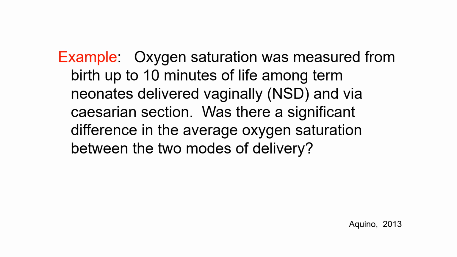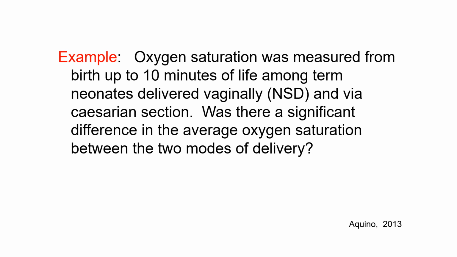So given this example, the objective is on difference between two groups on a variable, oxygen saturation, which is ratio. And so the objective is on the difference between groups on a mean. There are two groups accounting for the two modes of delivery, normal spontaneous delivery versus cesarean section, and they are independent or unrelated.